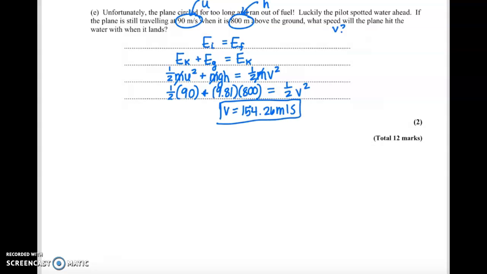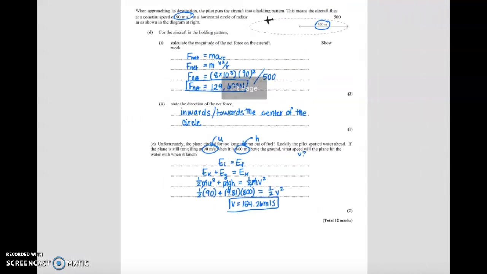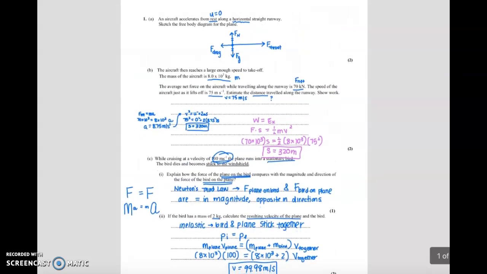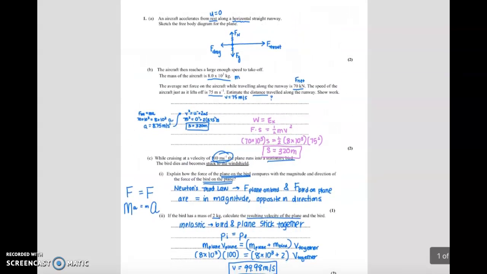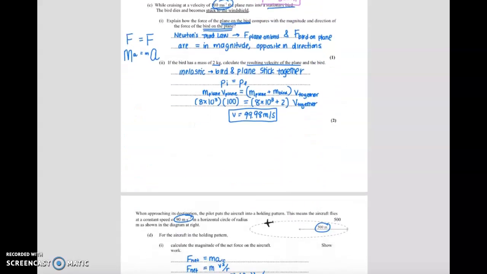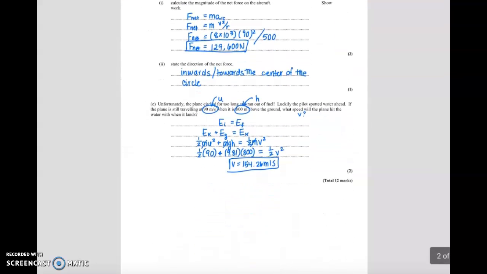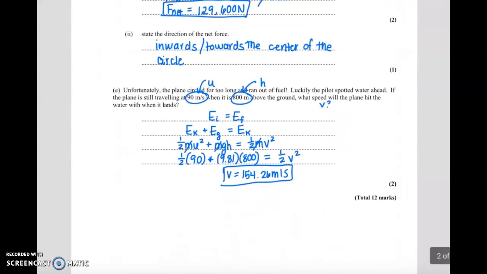Again, I really like this problem because there are many parts of mechanics that all came together here. We had a little bit of kinematics, we had some free body diagrams, we have Newton's third law, we had collisions and conservation of momentum, circular motion, and ending with the conservation of energy problem.